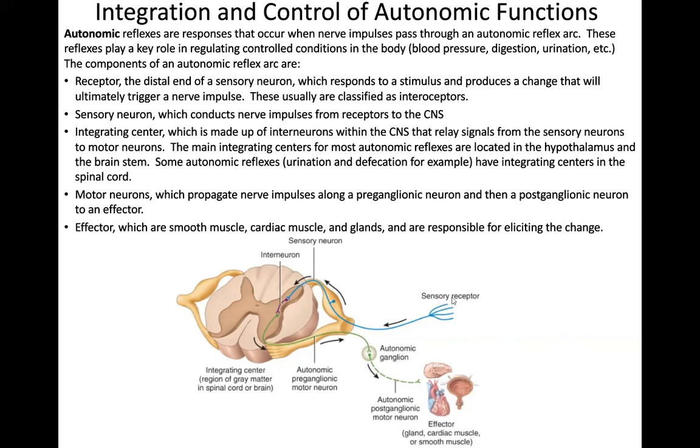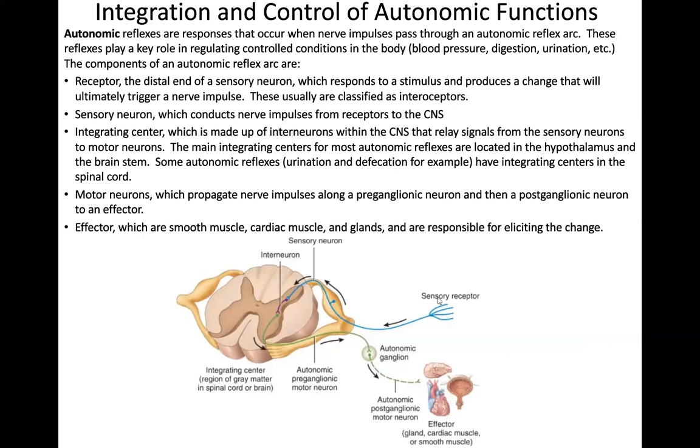First of the 5 are the receptors. Since the receptors are just the distal end, the dendrites of a sensory neuron, responding to a stimulus, producing a change that will ultimately trigger a nerve impulse. Now, in the case of the stimulus, it's going to be typically an internal stimulus, a change internally, whereas with the somatic reflexes that we talked about the other day, like stepping on a tack, that's an external stimulus, okay, coming from outside the body.